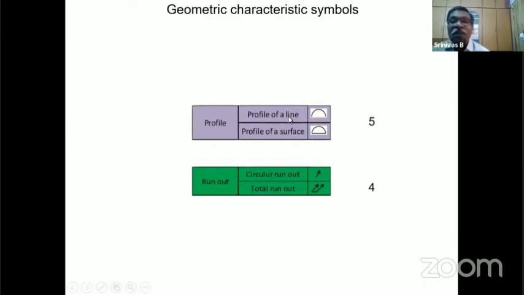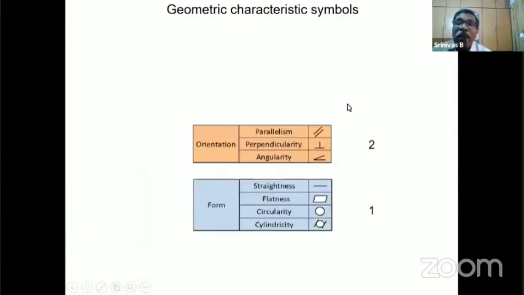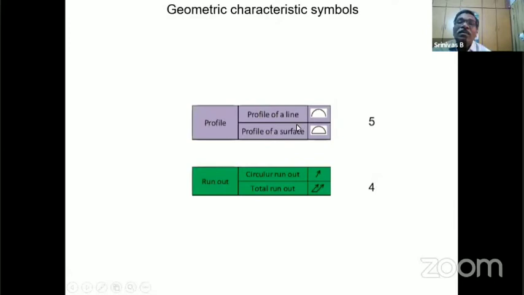What do you mean by everything? They control form variation, orientation variation, location variation, and importantly, they control size also. You see, in the previous one, size is not basic. Only location is basic, right, sir? But if you give profile, size also should be kept basic. All would be controlled by profile. Do you understand? The last topic is selection of datums.